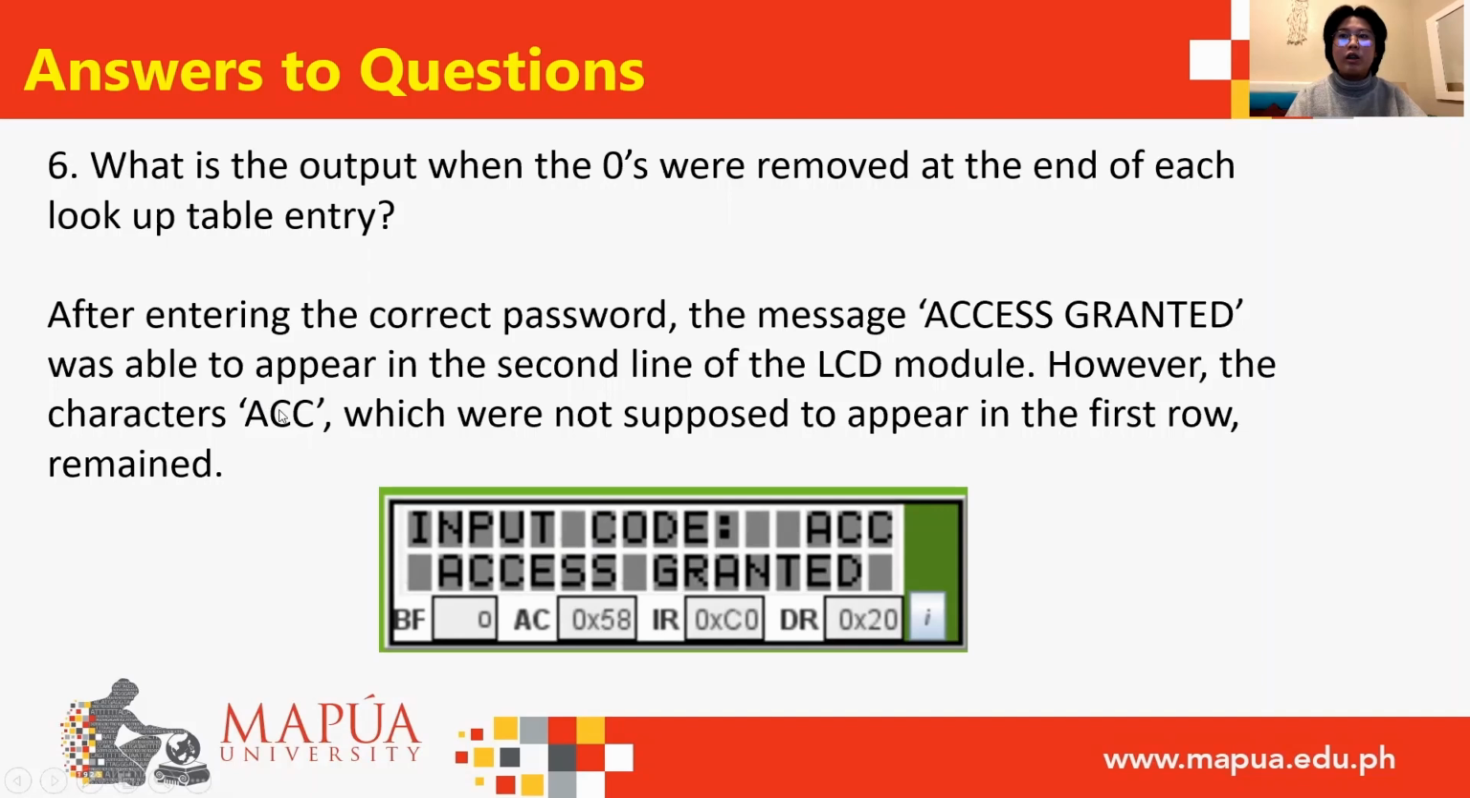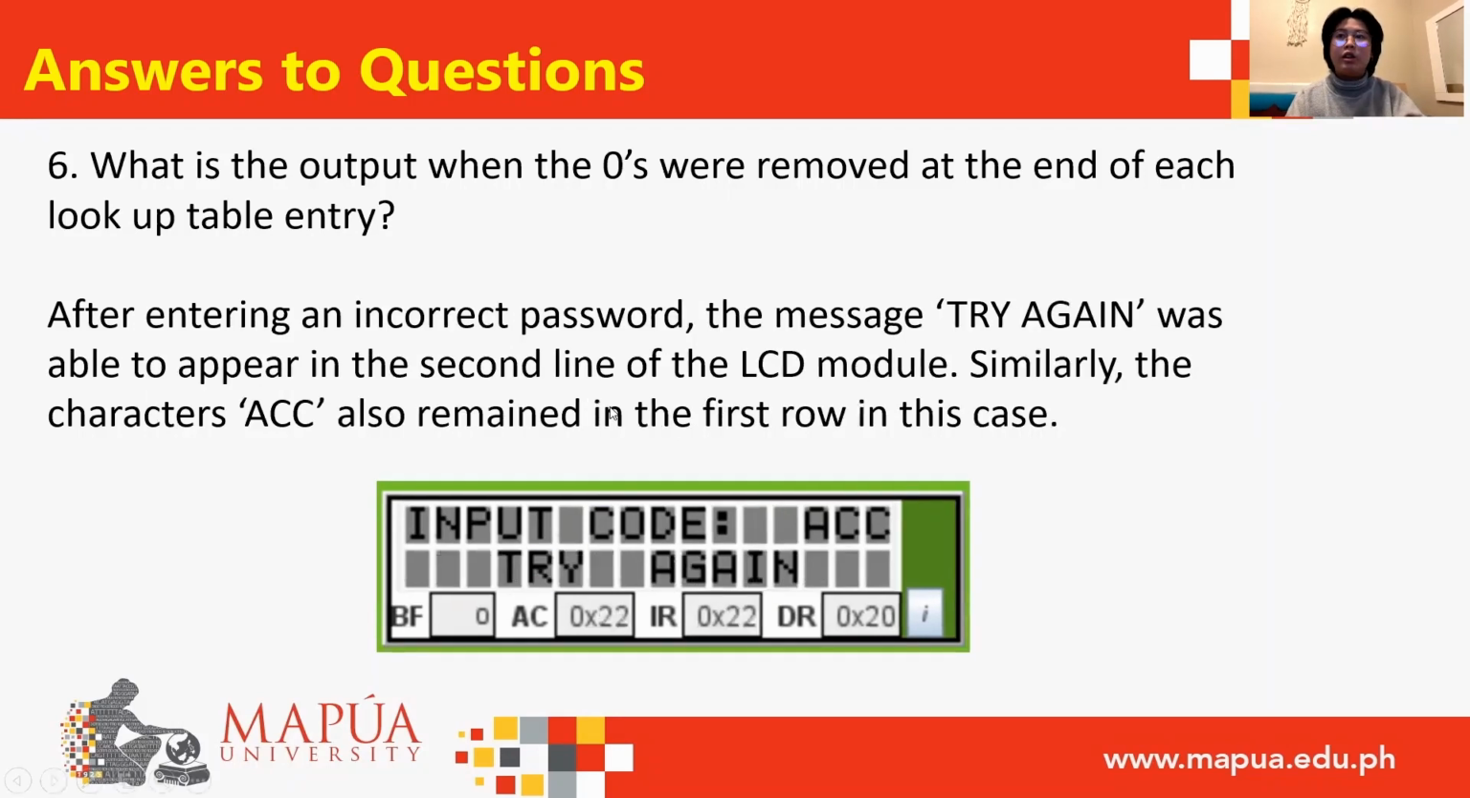However, the characters ACC, which were not supposed to appear in the first row, remained. Lastly, after entering an incorrect password, the message "Try Again" was able to appear in the second line of the LCD module, as it is shown here. Similarly, the characters ACC also remained in the first row in this case.